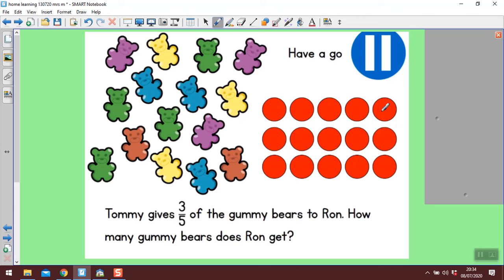Okay, so I would split them into 5 groups. This is 1 group, this is 2 groups, this is 3 groups, this is 4 groups, and this is 5 groups. So 1/5 is 3, 2/5 is 2 equal groups, that's 6, 3/5 is 3 equal groups, and that's 9. What would 4/5 be? What's 4/5 of 15? That would be 12, wouldn't it? And what's 5/5 of 15? It's all of them, it's 15.